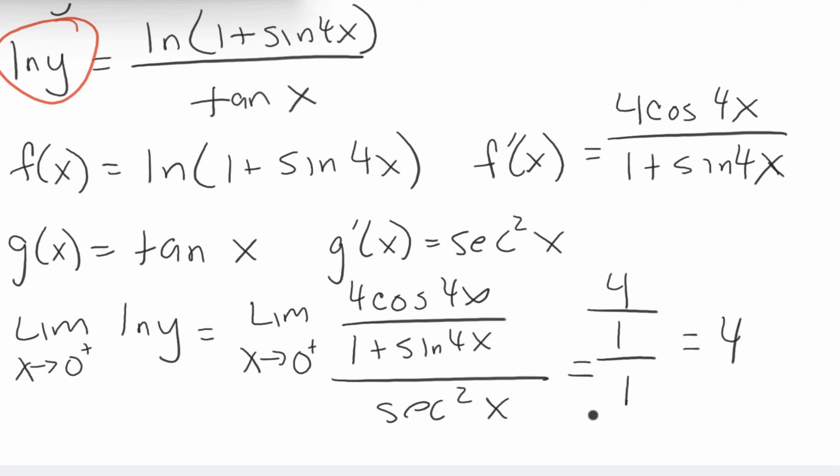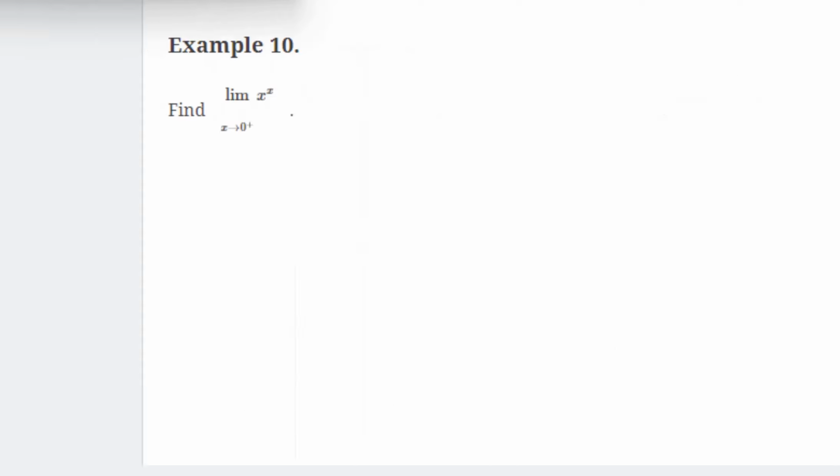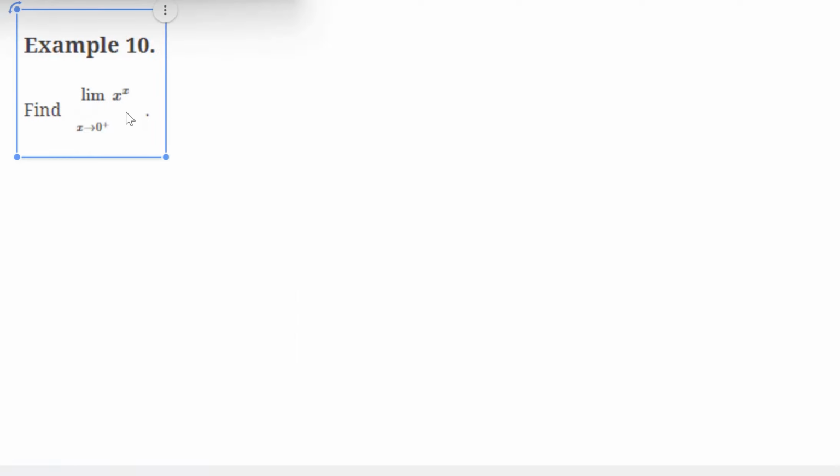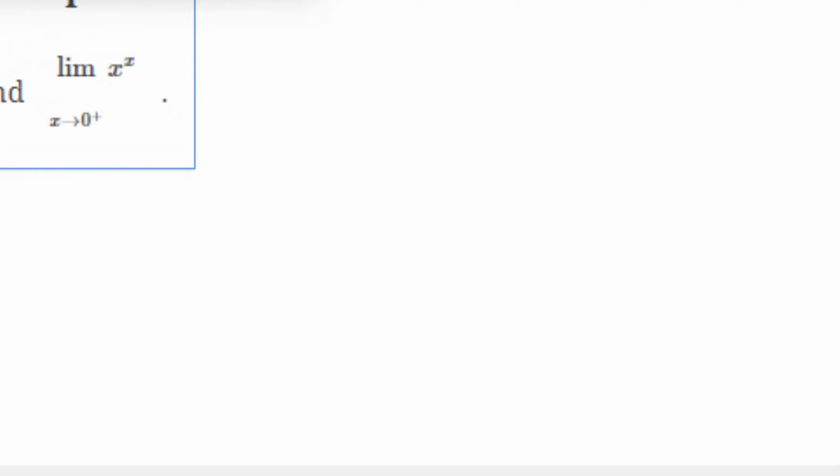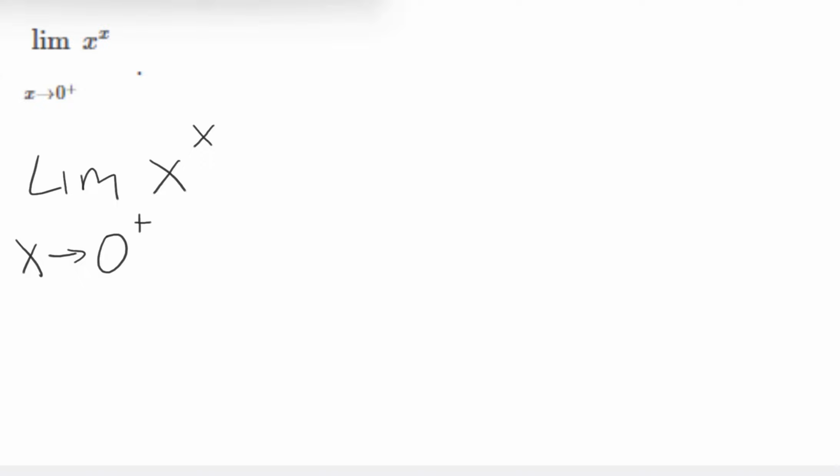All right. I have one more crazy one to do. And then we're done. So I'm just going to rewrite this one. All right. So obviously this is 0 to the 0 power, right?